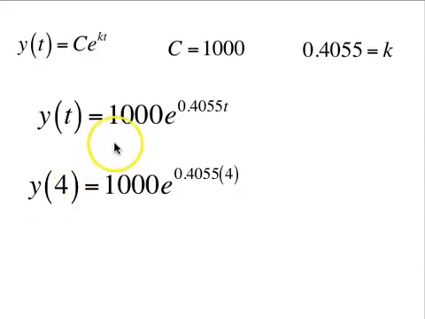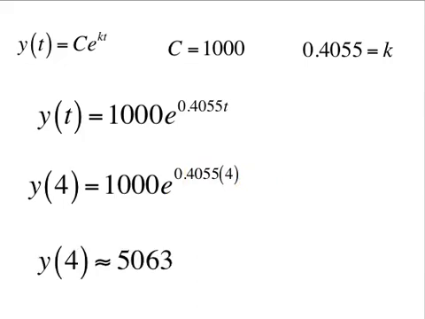So there's the formula again. Y of t is 1,000 e to the 0.4055 t. I want to know what y of 4 is. That'll be 1,000 e to the 0.4055 times 4, which we'll just go ahead and use a calculator to approximate. And we get approximately 5,063 bacteria should be present 4 hours later.